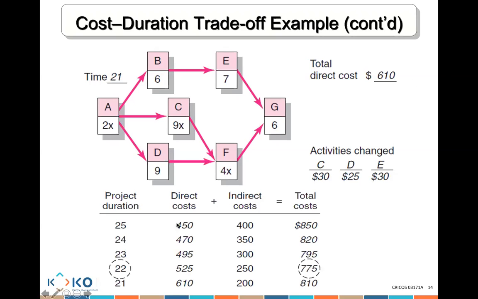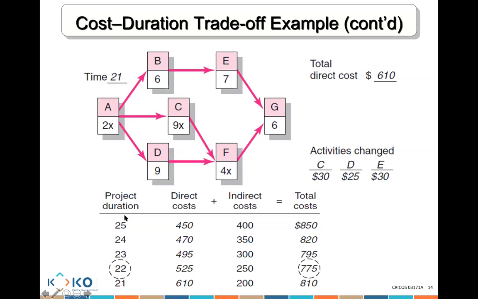So we have all of these direct and indirect costs. We add direct plus indirect. 450 plus 400 gives me 850. We add all of them for each duration. We are giving you the indirect costs. You already have the direct cost. And you know the cheapest cost is 775 for the duration of 22 days. Does that make sense?